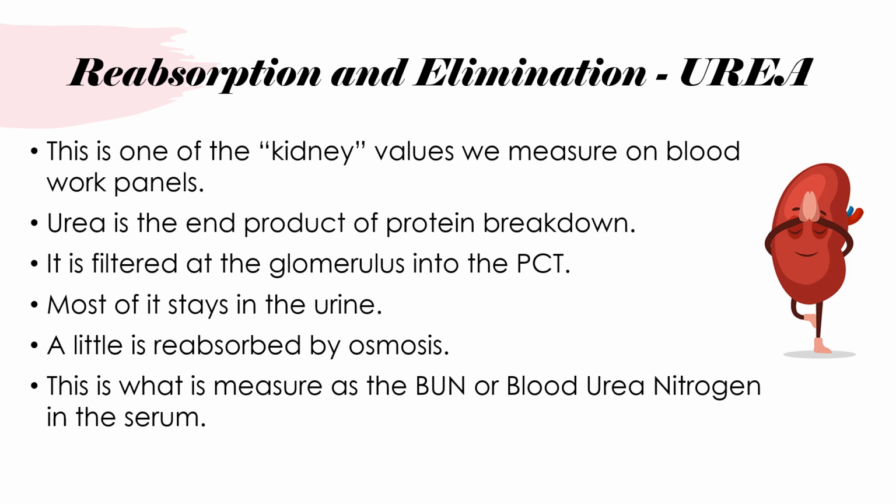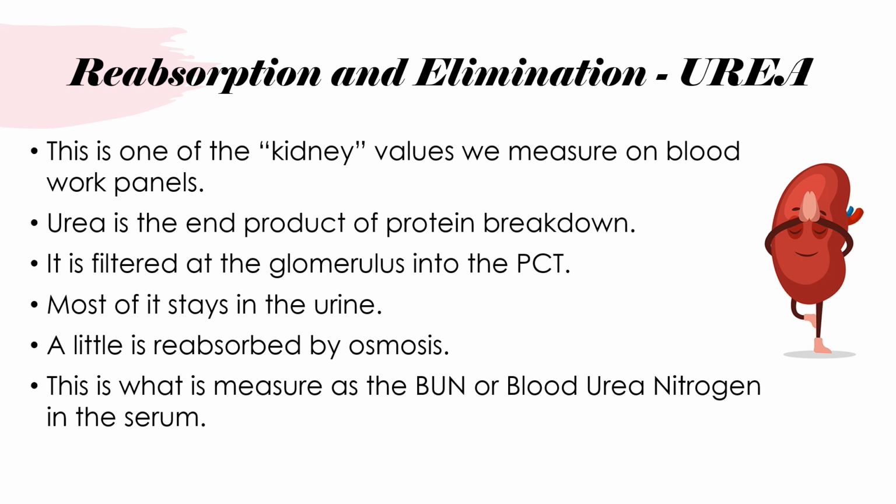So urea is the end product of protein breakdown, and it is filtered at the glomerulus into the proximal convoluted tubule. Most of it is going to stay in the urine, but a little is going to be reabsorbed through osmosis. Now, when I say it stays in the urine, it's not going to be reabsorbed through osmosis. It's because with that urea buildup, it can cause toxicity.